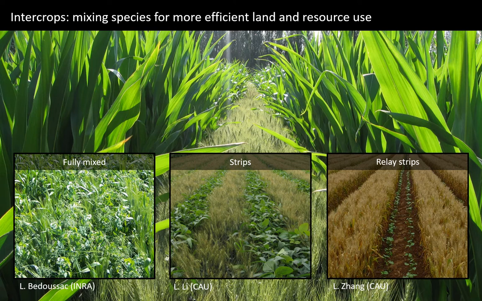The same is true for the picture in the background. This is a maize wheat system, and also in this system, one of the species is sown first, which is wheat, and the maize is sown later.